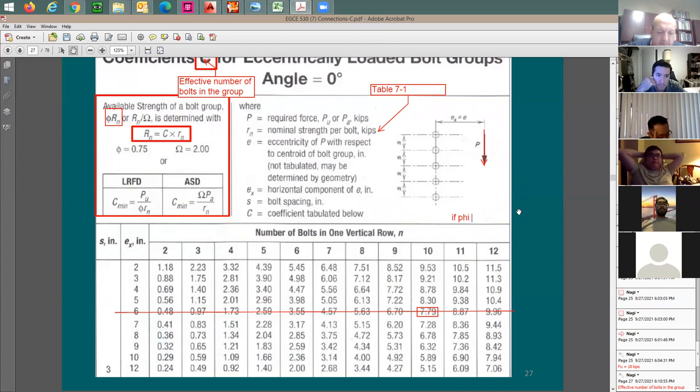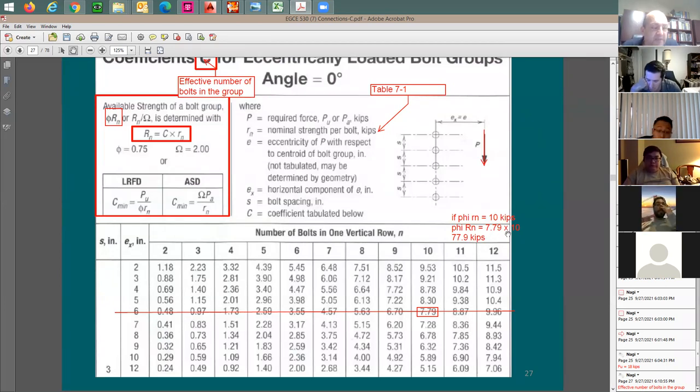So in a case like this, if lowercase v r_n equals 10 kips, phi R_n, uppercase, for the group is going to be equal to 7.79 times 10, which is equal to 77.9 kips. So I have some reduction here.